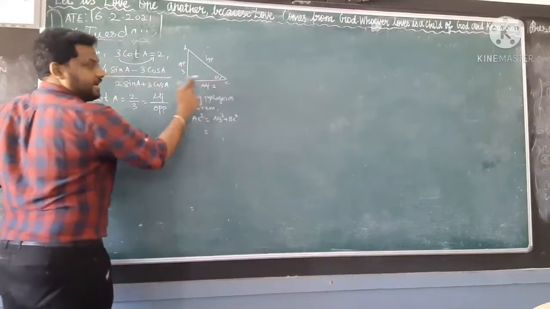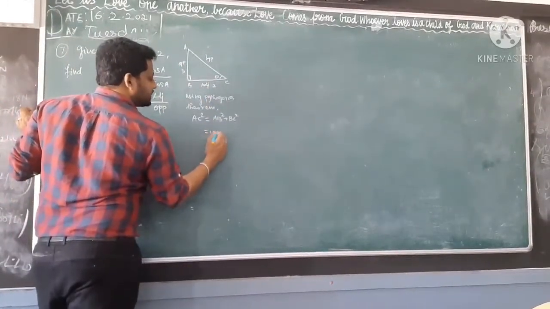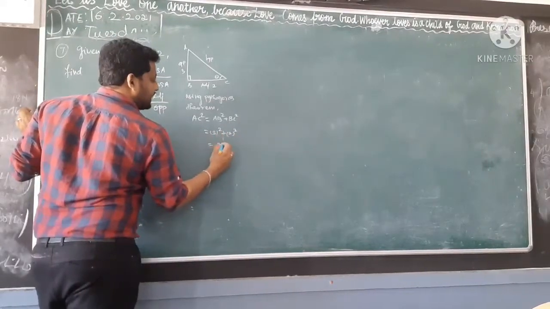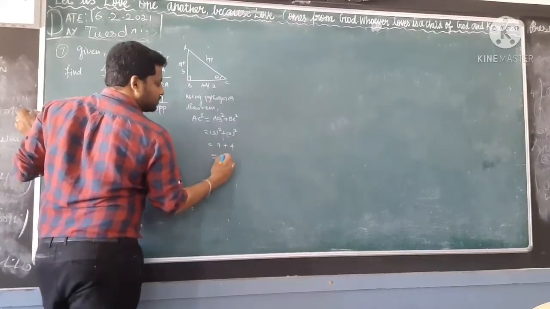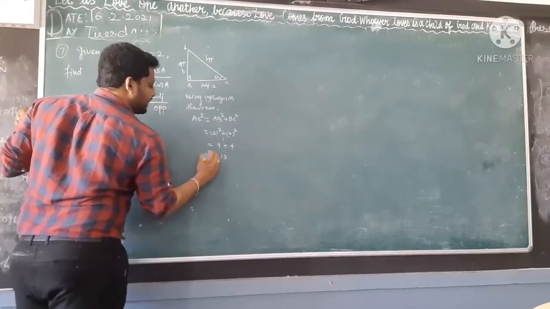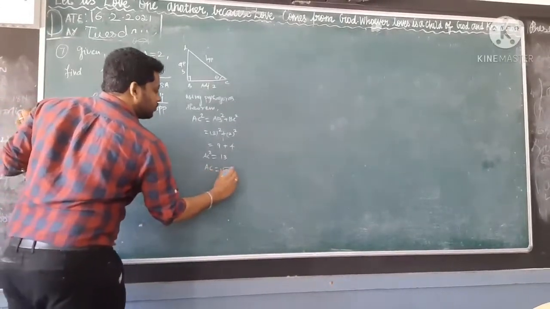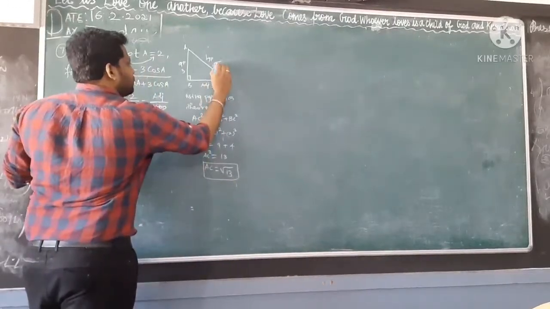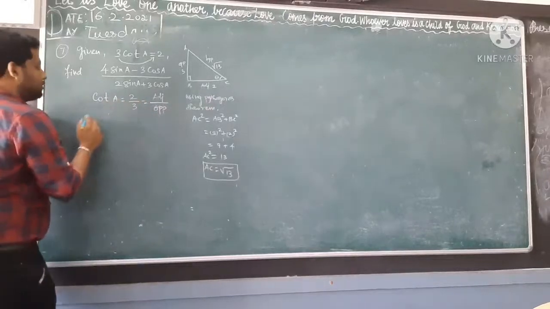Here we have to find the hypotenuse value. AC square is equal to 3 square plus 2 square. 3 square is 9, plus 2 square is 4. 9 plus 4 is 13. AC square is equal to 13, then AC is equal to root 13. That is the hypotenuse value, root 13. Okay.